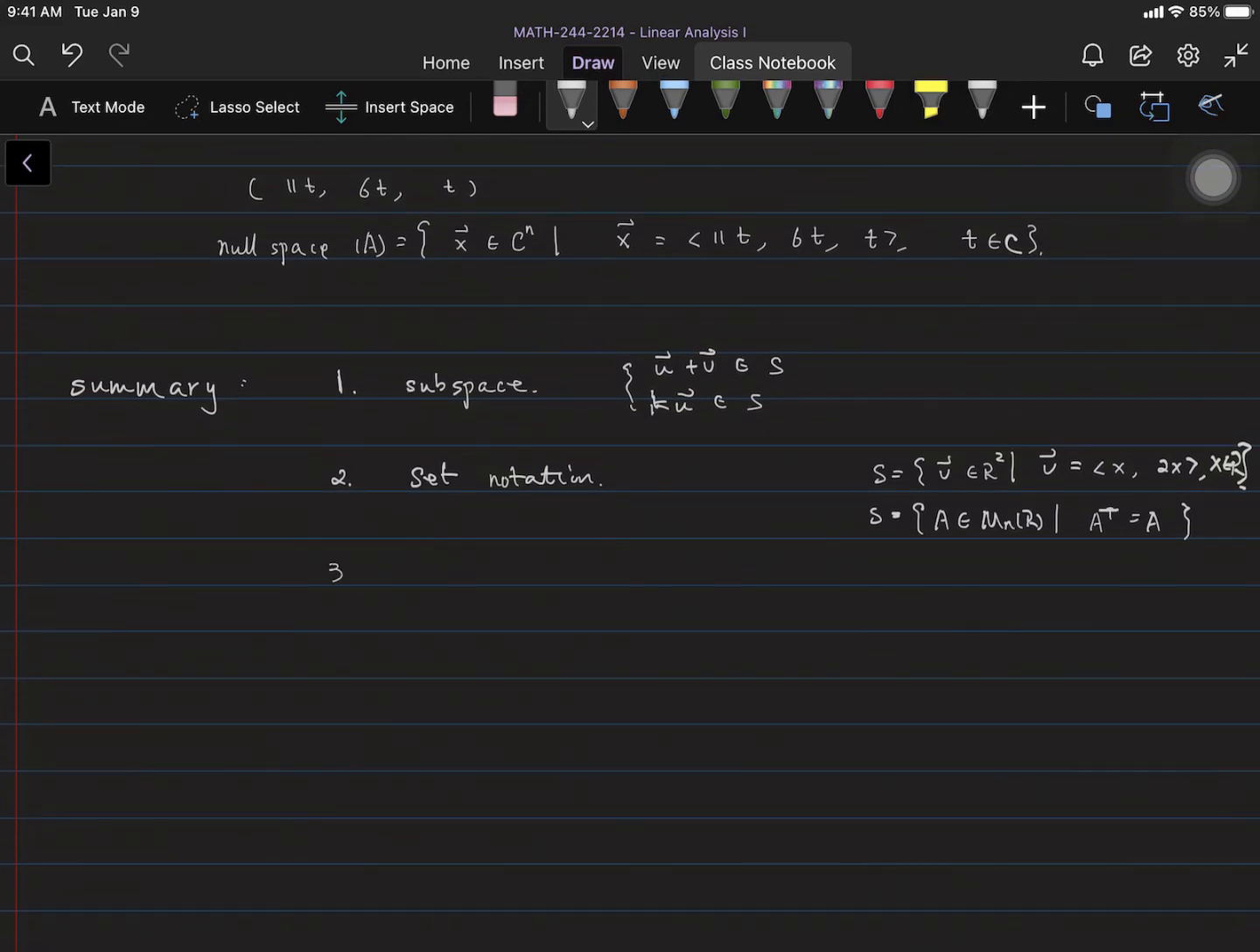And third, we need to know the meaning of null space. The null space is the solution set of the homogeneous linear system. So we just need to solve AX equals 0 and find the solution set. That's the definition. We also need to know how to find the null space. That's all we need to know in this section. We can stop here.